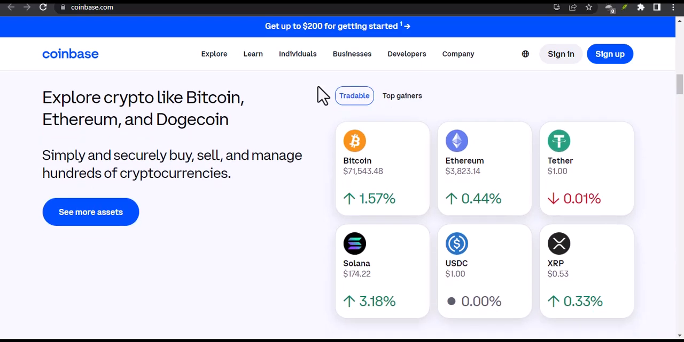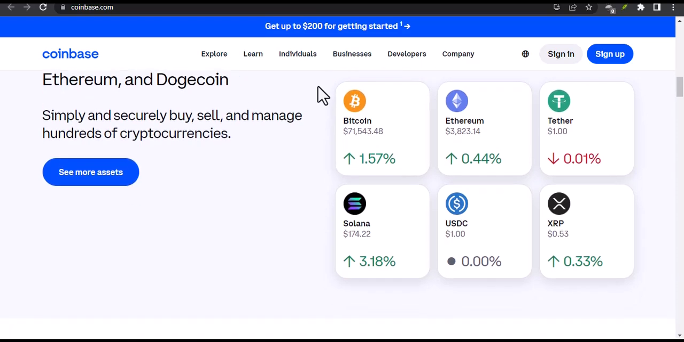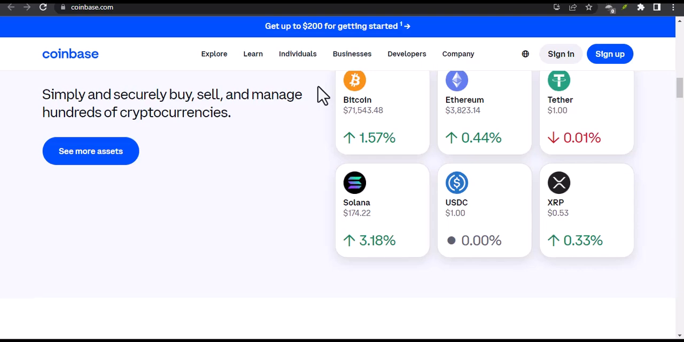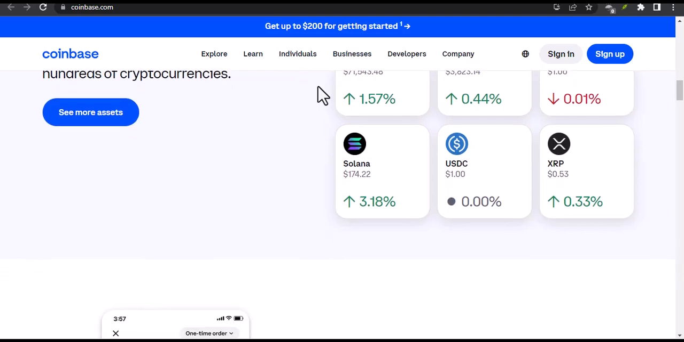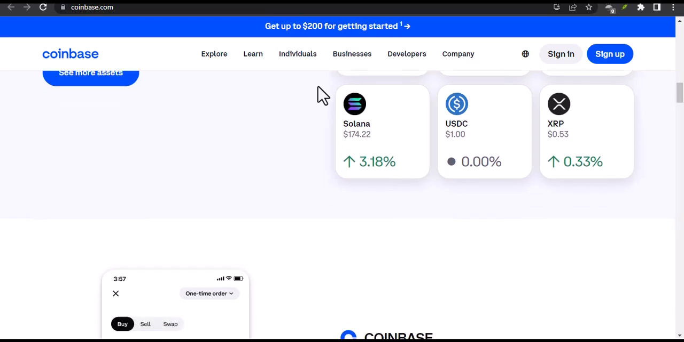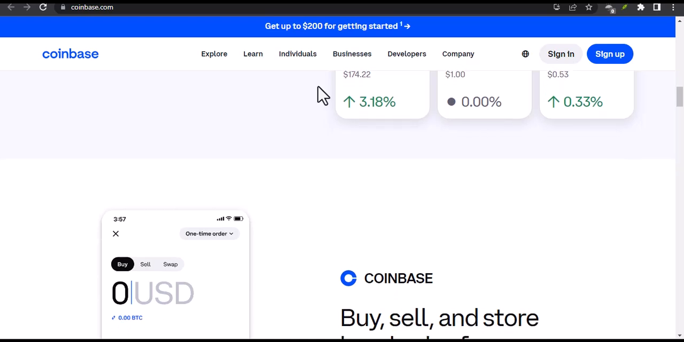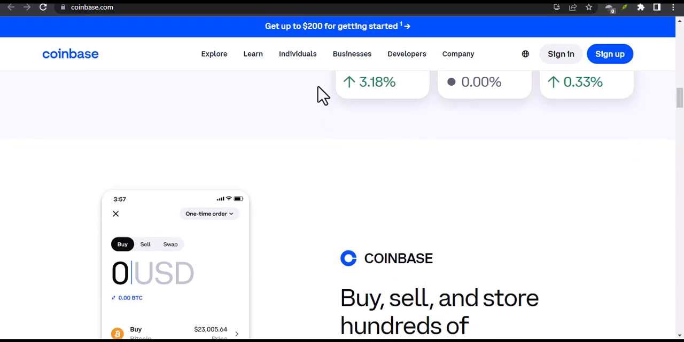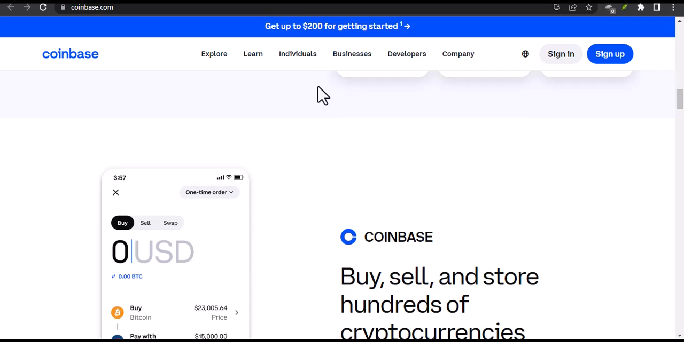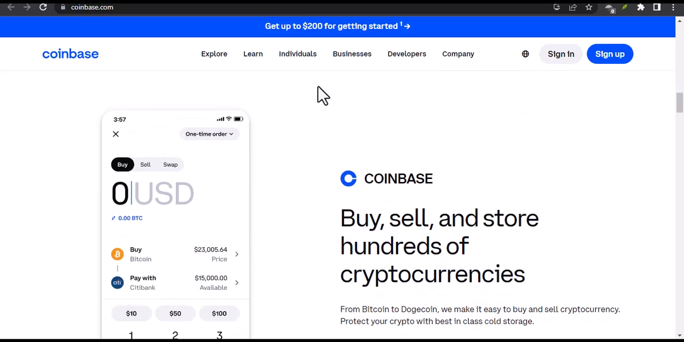So, now that we know a little bit about Coinbase, let's get back to the question at hand. Does Coinbase allow USD withdrawal? The answer is yes, Coinbase does allow USD withdrawal. However, there are a few things you need to know before you can do so. First, you need to verify your identity. This is a security measure that Coinbase uses to prevent fraud. Once you've verified your identity, you'll be able to withdraw your funds.